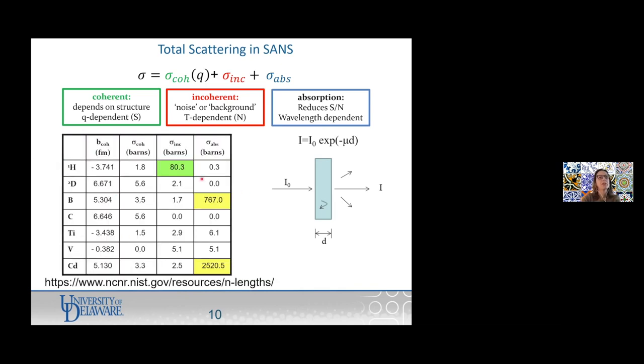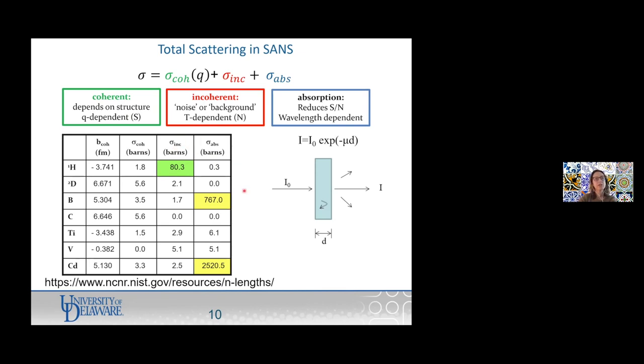How do you know what your sample will do, and how much of these three components you have? You can look up tables. For the absorption contribution in particular, if you know the isotopic composition of your sample, you can calculate it fairly accurately. You can look up the different contributions from the different elements, and you can have an estimate of the expected absorption contribution.